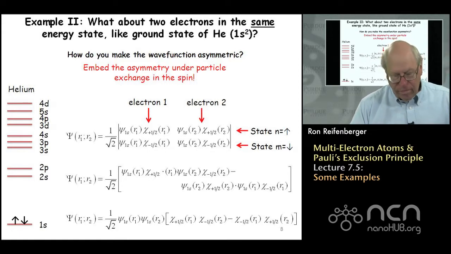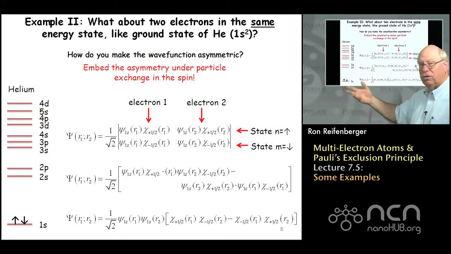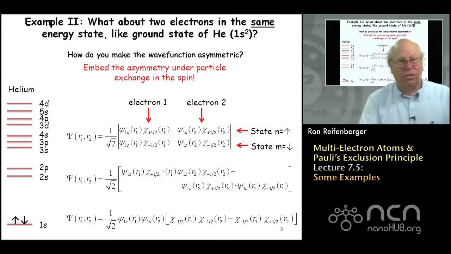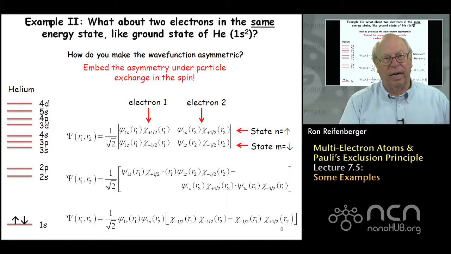So that's a real simple example of how you might use these ideas to start writing down wave functions for electrons in different energy levels for different elements in the periodic table. It's just the simplest case that I can think of, and it's easy enough to work out, so it's worth mentioning.